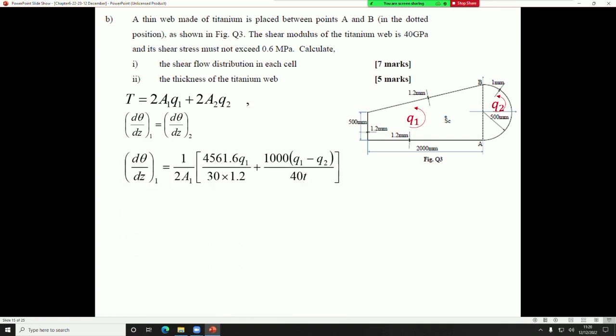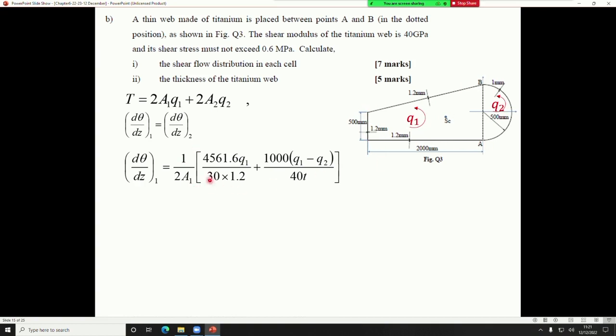Now writing there for the first cell. Here I assume that because it's the bigger cell, Q1 is greater than Q2. I didn't give you the requirement for Q1 to be greater than Q2. It's obvious this is bigger than the other one. Sometimes I give the requirement to make you more comfortable during the exam. So here, 1 over 2A1, the area of cell number 1 enclosed by the perimeter.